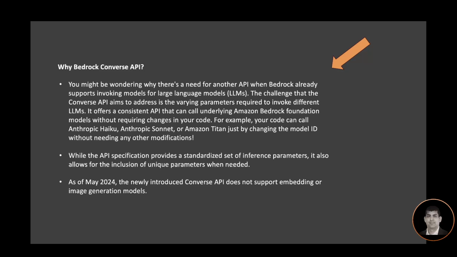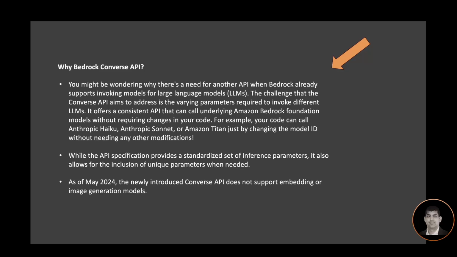You might be wondering why there is a need for another API when Bedrock already supports invoking models for large language models. The challenge that the Converse API aims to address is the varying parameters required to invoke different large language models. It offers a consistent API that can call underlying Amazon Bedrock foundation models without requiring changes in your code. For example, your code can call Anthropic Haiku, Anthropic Sonnet, or Amazon Titan just by changing the model ID without needing any other modifications in the code.